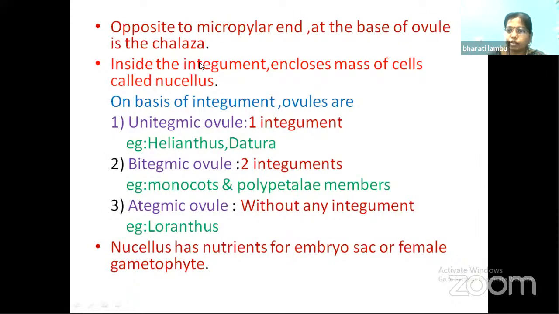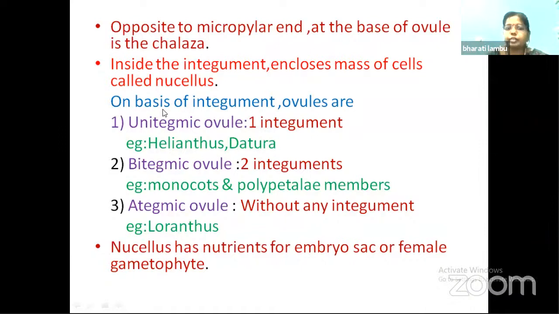Now we'll recollect what we have learned till now. Opposite to the micropylar end, at the base of the ovule, is the chalaza. Inside the integument, there is a mass of cells called the nucellus. See the spelling? It is not nucleus, it is nucellus. The mass of the ovule inside the integument is made up of nucellus tissue only. Inside this nucellus tissue, the embryo sac will be present. We'll learn about that now.